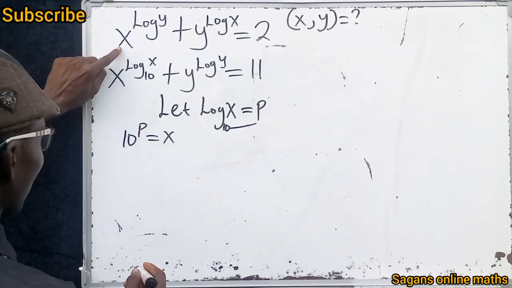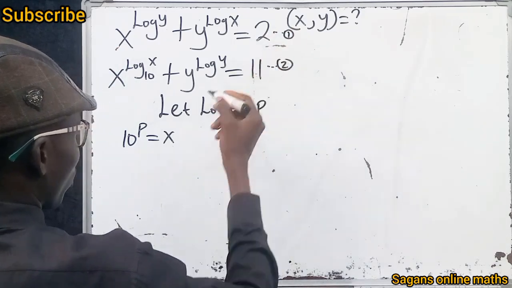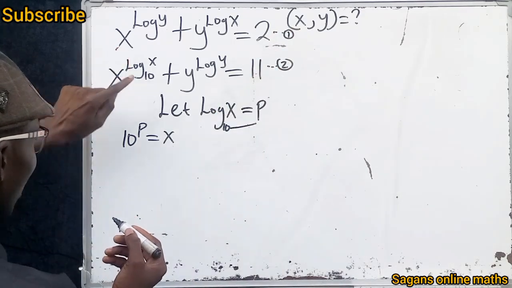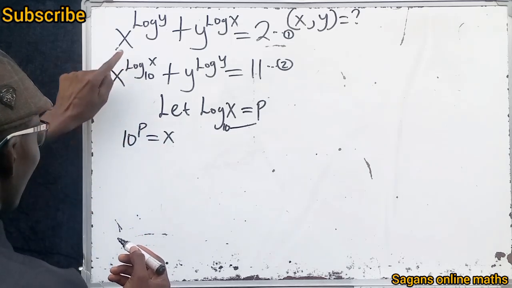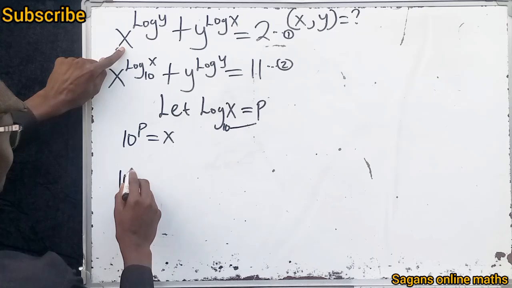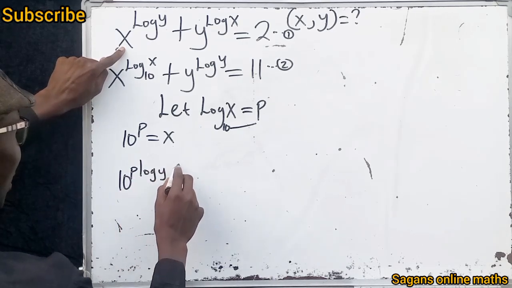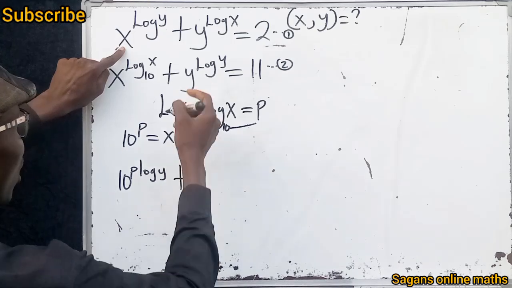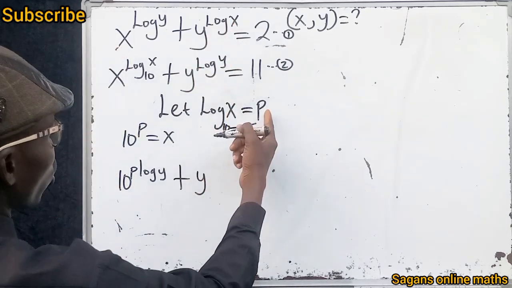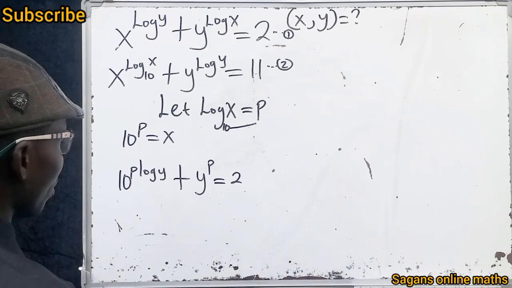Now look at what we are going to do. In place of x here in equation 1, we can call this equation 1 and this equation 2. Now look at x we are seeing here. We are seeing that x equals 10 raised to the power of p. In place of this, this is 10 raised to the power p, right? Multiplied by log y, right? Then plus y raised to the power of log x is just p. Log x is p, right? Equals 2. This is amazing, right?